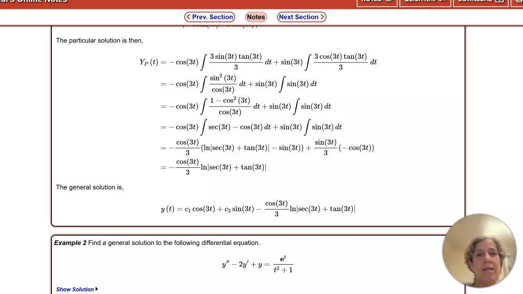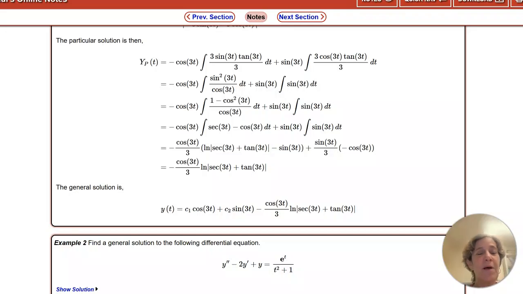On the first one, we decided to rewrite sine squared in terms of cosine squared since I've got cosines. Then I can break the integral up. 1 over cosine is secant. Cosine squared over cosine is cosine. The second integral is already simplified.